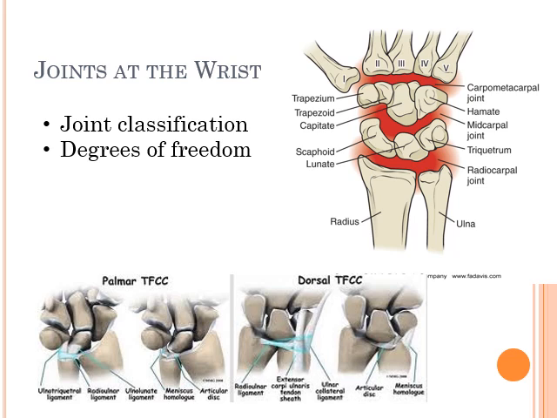The most frequently dislocated bone in the wrist is the lunate. You can see the lunate in the picture there as well. So a dislocated lunate is the most commonly dislocated carpal bone in the wrist.